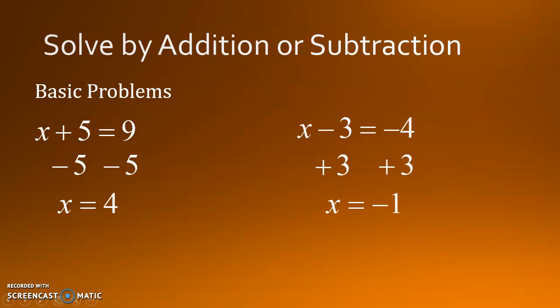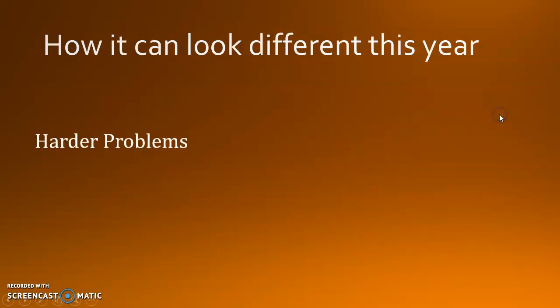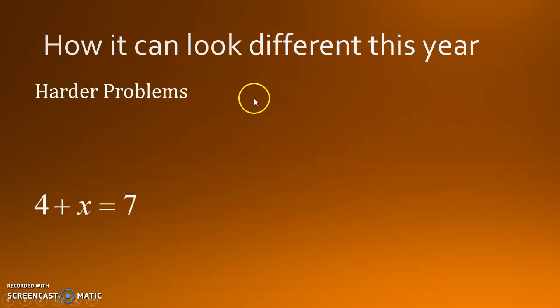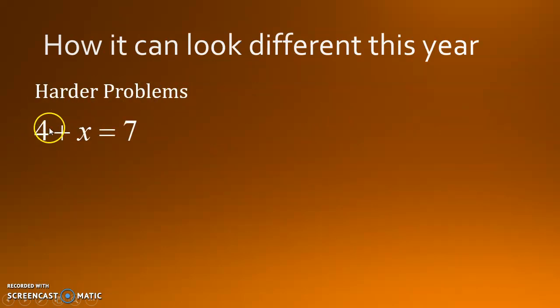All right. Now, that's what you're used to seeing. How can they change that up this year? Well, these can be slightly harder for some. The first thing, and I saw this in our quiz last week, is when I lead with a number, what you have to understand is this is actually positive 4. And in order to cancel this out, I need to subtract 4 from both sides.